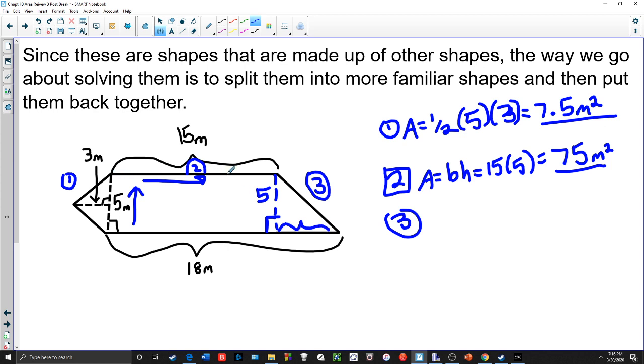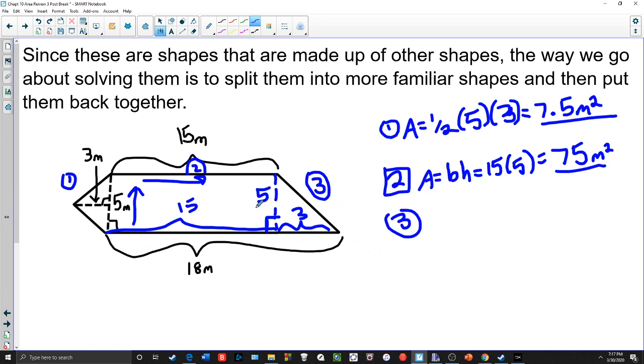Well, if this base is 15, and the entire thing here is 18, that means from here to here has to be 15. So this piece right here has to be 3. Now again, it's not drawn to scale, so some of you might be saying, well, that clearly looks bigger than the 5. Well, again, it's not drawn to scale, so you can't make that assumption. So 3 here, 15 there, for a total distance of 18.